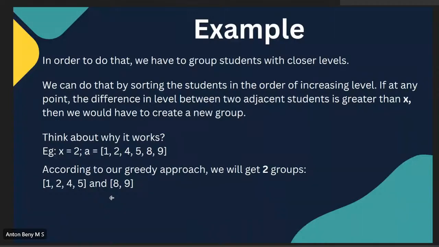So think about why it works. Again, we have to group students with closer levels so that you can apply the greedy algorithm. If it's not sorted, we sort so that the students are grouped with closer levels. So I guess everything is clear. Can you guys respond if everything is clear?